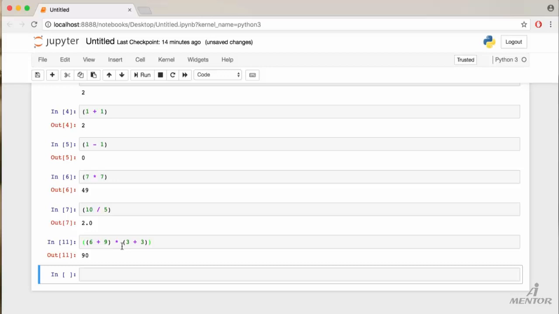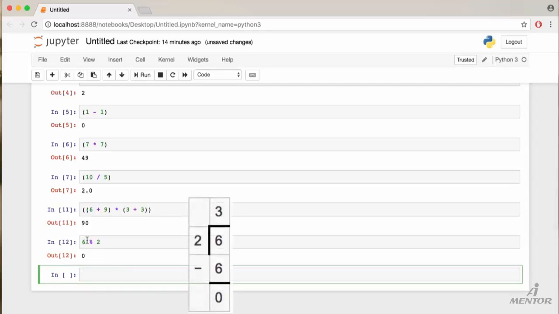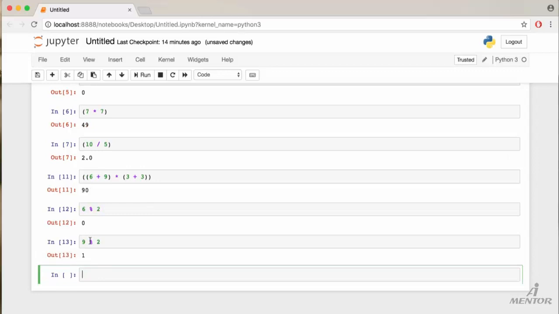But let's also talk about the modulus operator, denoted by the percent symbol. The modulus operator simply outputs the remainder of a division. For example, 6 modulus 2, if we run this, should give us 0, since dividing 6 by 2 gives a remainder of 0. 9 modulus 2 would give an output of 1, since 9 divided by 2 gives a remainder of 1. Now what about exponents?